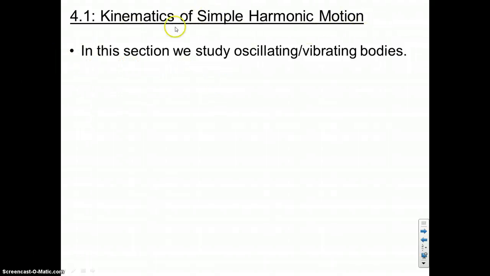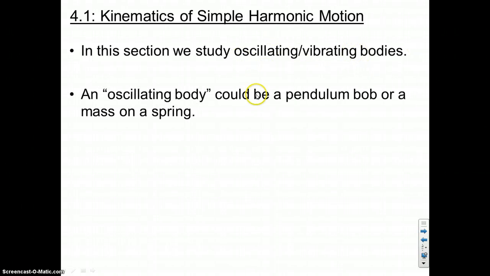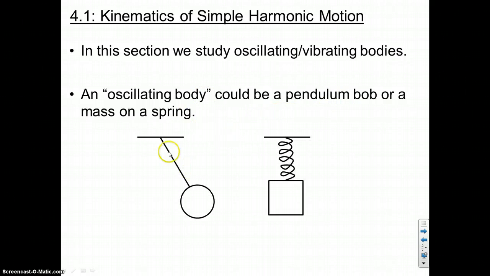Simple harmonic motion is a category that studies oscillating or vibrating bodies. So you might wonder what that means. Well, it could be something like a pendulum bob or a mass on a spring. So here's a pendulum, here's a mass on a spring. A pendulum consists of a string and a bob, like this. A bob is just a ball.